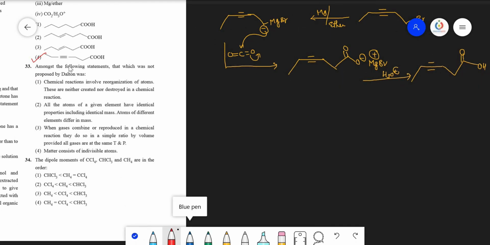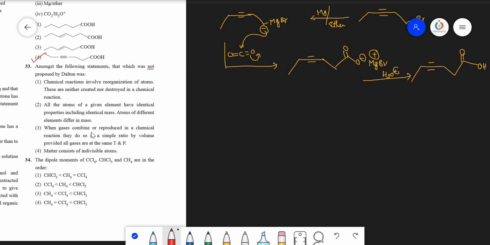Let's see question number 33. Amongst the following statements, which was not proposed by Dalton? Chemical reactions involve reorganization of atoms; these are neither created nor destroyed in a chemical reaction. It was proposed by Dalton, but they are asking which was not proposed by Dalton. Second: all the atoms of a given element have identical properties including identical mass, and atoms of different elements differ in mass. This was also proposed by Dalton.